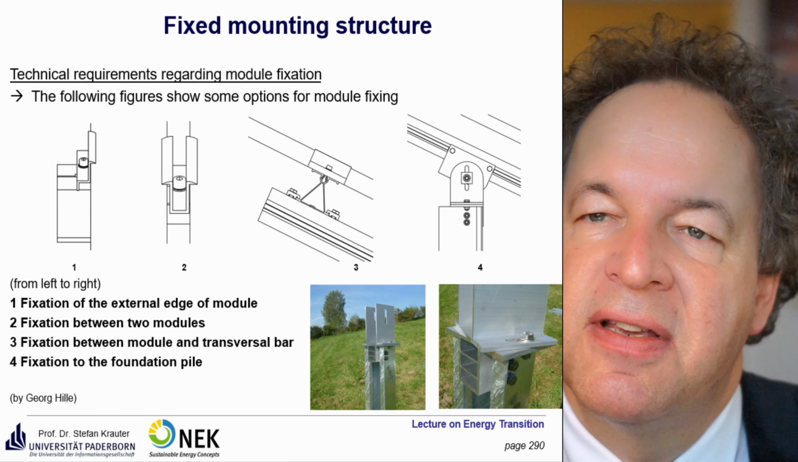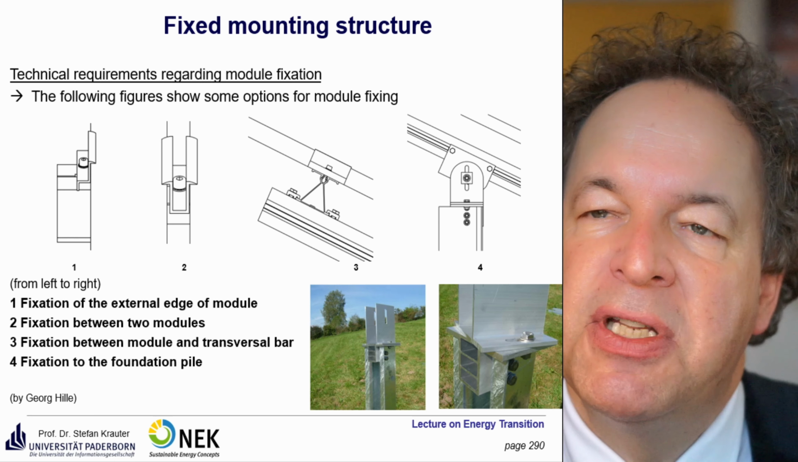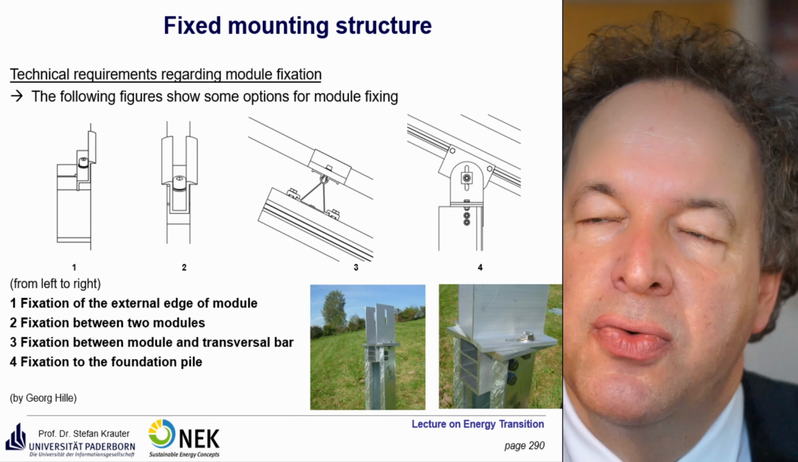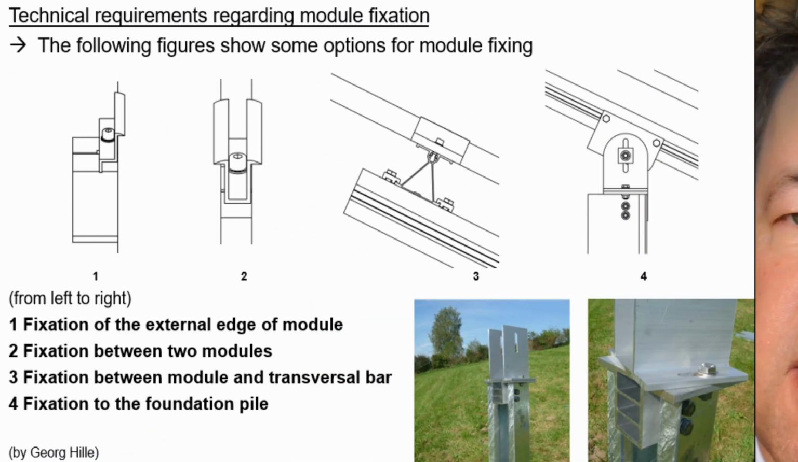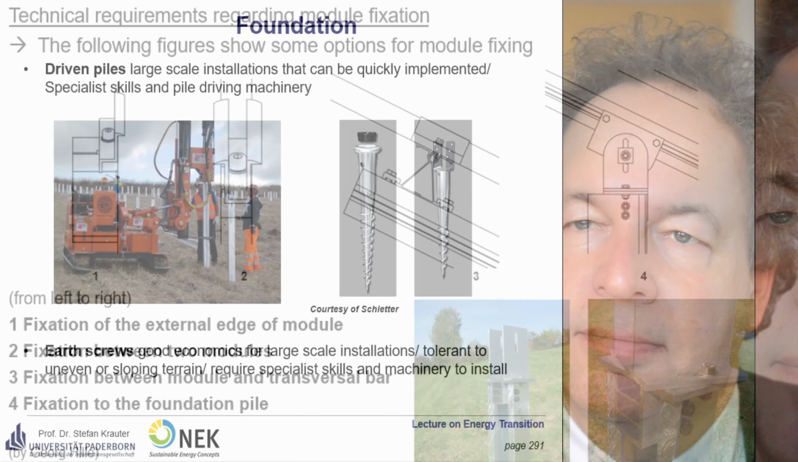First example is the fixation of the external edge of the modules. If you are in between two modules, you come to solution 2. So this fixes two module edges. The fixation between the module and the transversal bar you see at number 3, or fixation at the foundation pile you see on picture 4, and also on the two photos. You see that they have some tolerances. They can even be tilted in order to allow adaptation.